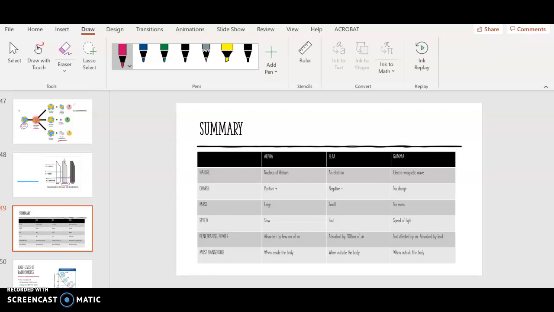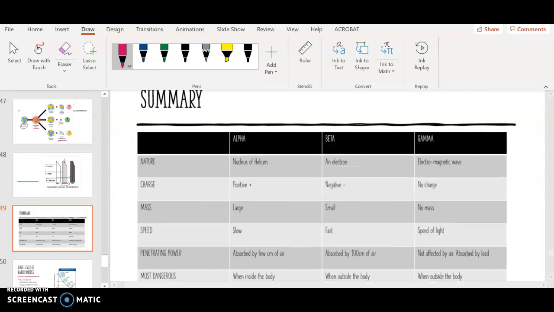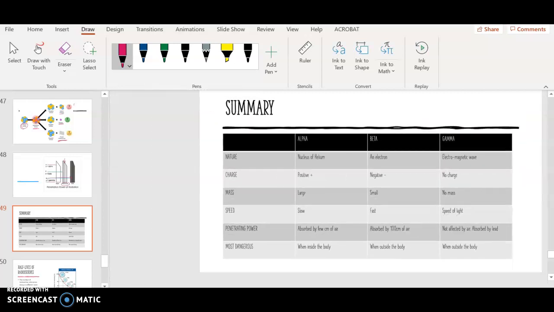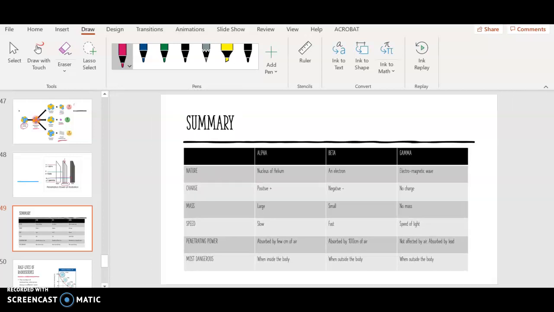So this is just a summary going through the charges of each one, the mass, the speed, the penetrating power, and what's most dangerous. This is also a very good table that summarizes what we've just learned.